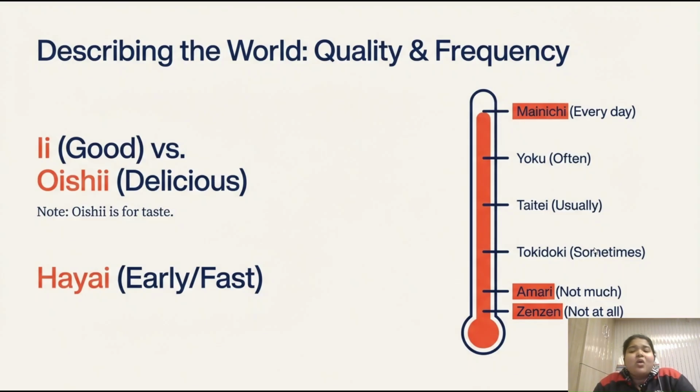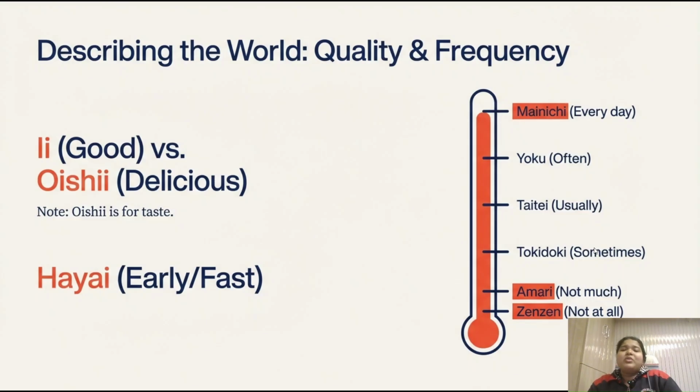But if you're someone who usually does something, for example, you usually watch a movie, then it's going to be taitei. There are certain things that you do sometimes. You meet your friends sometimes, right? It will be tokidoki. And when you are saying tokidoki, you may find that the Japanese language is simple yet fun to speak, right?